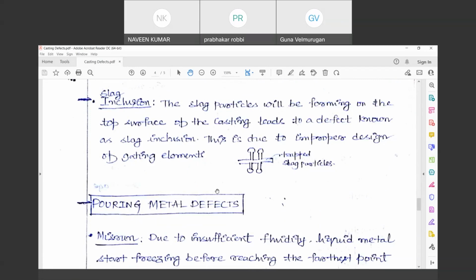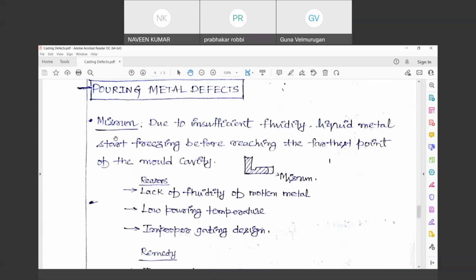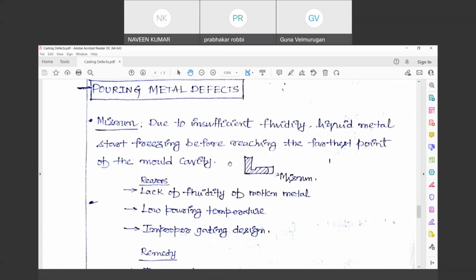Because of that, some defects have been formed. Okay. And the next defects are because of pouring metal. If you're not pouring at a good temperature, if you're not pouring in proper time, some defects will be formed. Very, very important defects here: two defects are very important, misrun and cold shut. So many exams have asked these questions, be it IES engineering services, be it GATE, be it whatever it is.